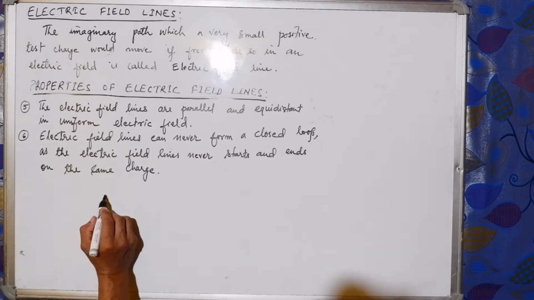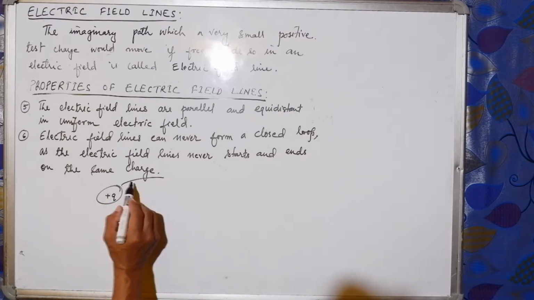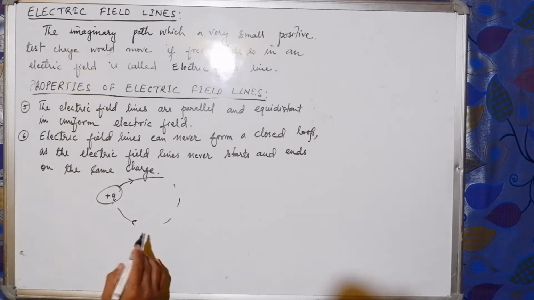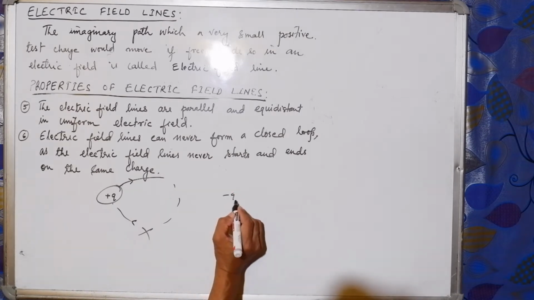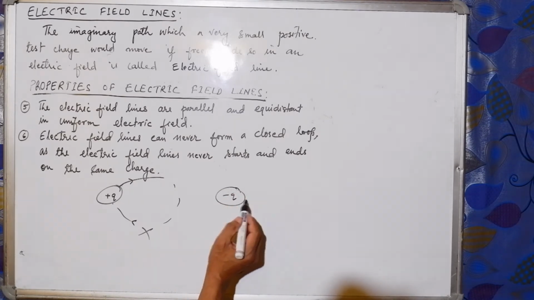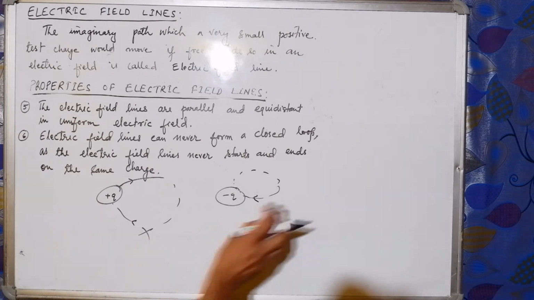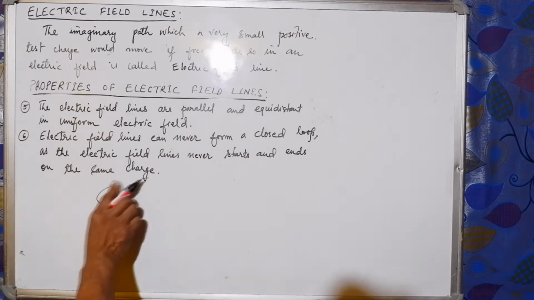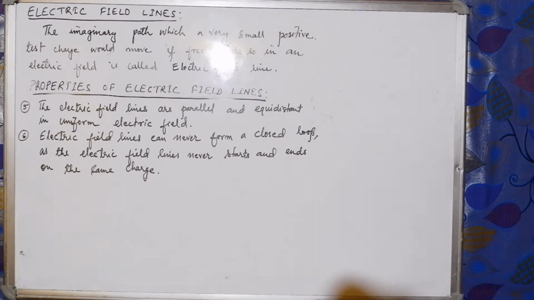We never have a charge like this with electric field lines coming from the charge like that and then ending up again on the same charge. We never have this thing. This will not happen. Similarly, if we have a negative charge like this, we will not have an electric field line coming back to it, starting from itself. So we'll never have that. Electric field lines never start or end at the same charge. They will start from a positive charge and end at a negative charge.